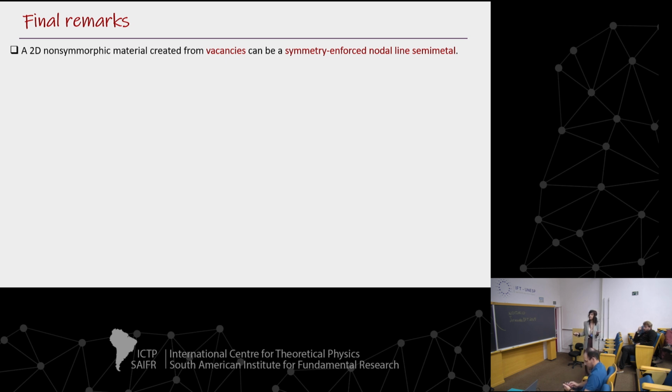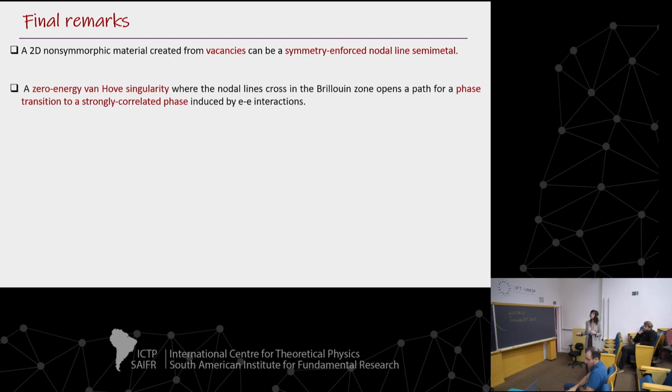So I have told you that you can engineer a two-dimensional non-symmorphic material with vacancies. And with that, you gain a symmetry-enforced nodal-line semimetal. This is not actually expected to happen in 2 dimensions from basic physical grounds, because in 2 dimensions you have 1 parameter less to make the gap close, and then to get a nodal line is even more difficult. So this per se is an interesting achievement, I would say.